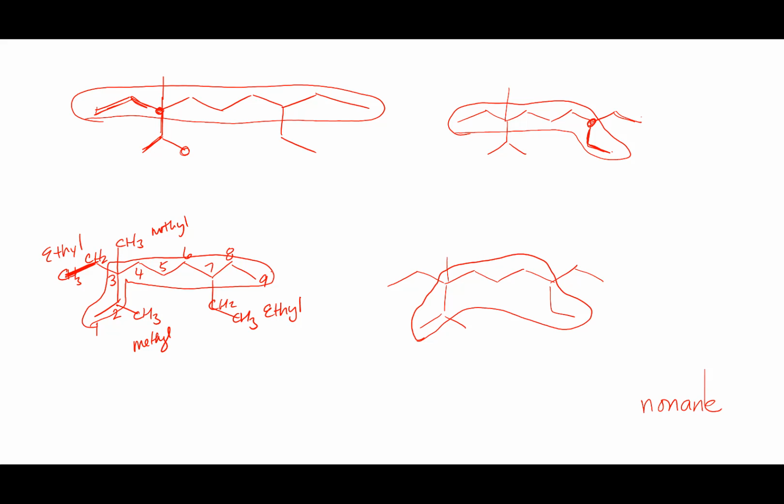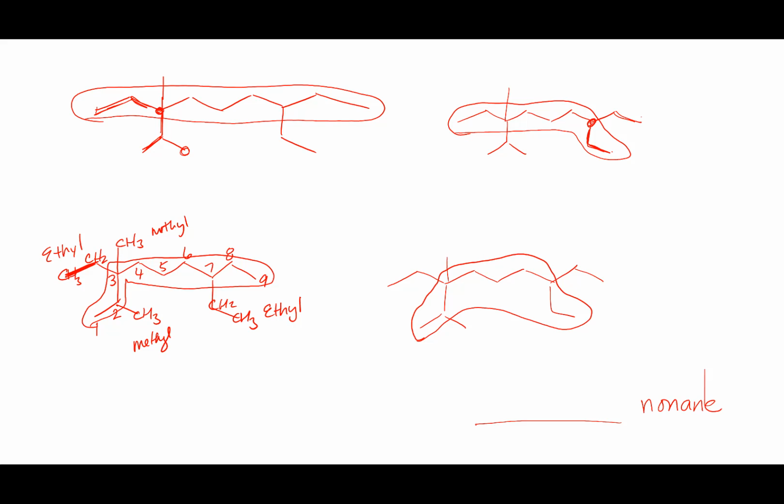Okay, so now what we do is we name. We take the names and we take the numbers, and we're going to put that in front of non-name. So the whole idea of this name is that when I look at it, I see, oh, it's non-name. I'm going to draw a 9-carbon chain, all single bonded. And then for each substituent, I'm going to know what the substituent is and what number carbon it's at.